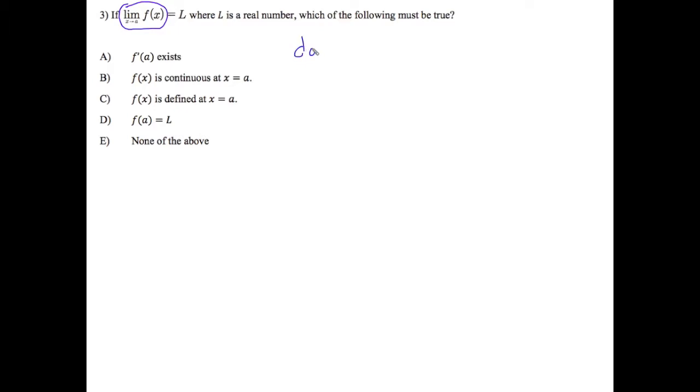And what do we know about double-sided limits? What must be true? We know that the limit on the left, I'm going to call it the left limit, is equal to the right limit.